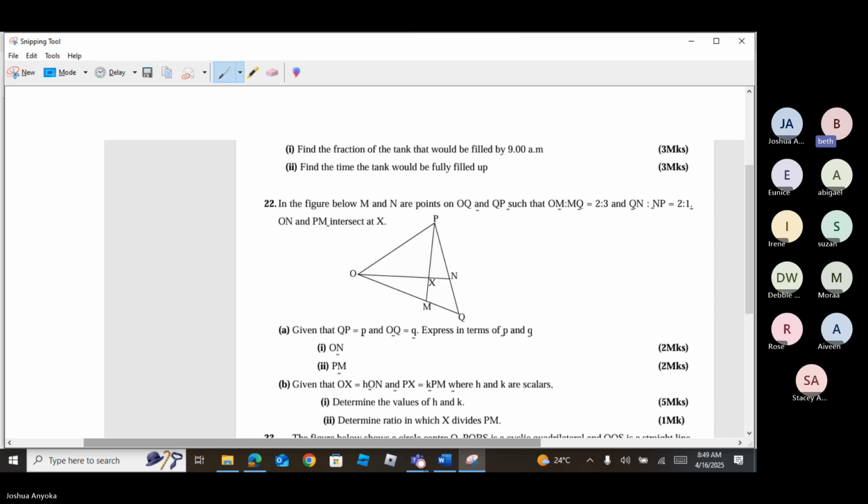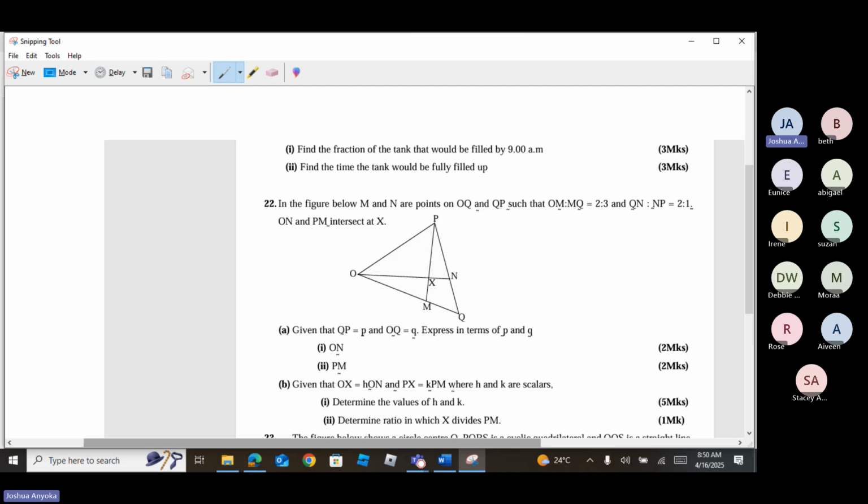In the figure below, M and N are points on vector OQ and vector OP, such that vector OM to vector MQ is equal to 2:3, and vector QN to vector NP is equal to 2:1. ON and PM intersect at X. Given that vector OP is equal to P and vector OQ is equal to Q, express in terms of P and Q.